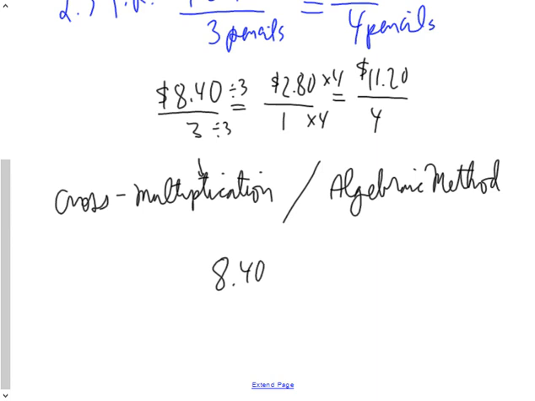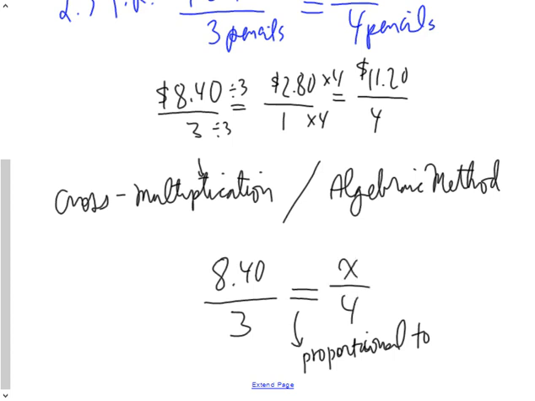So it's $8.40 for 3 pencils. And we don't say equals anymore. Instead, we're going to say is proportional to. So $8.40 for 3 pencils is proportional to X for 4 pencils. Okay? So what does this mean? How are we going to solve this without breaking it into a unit rate?